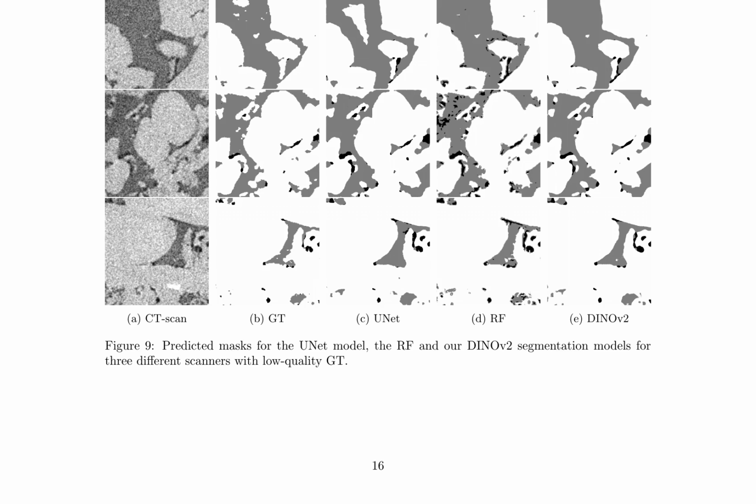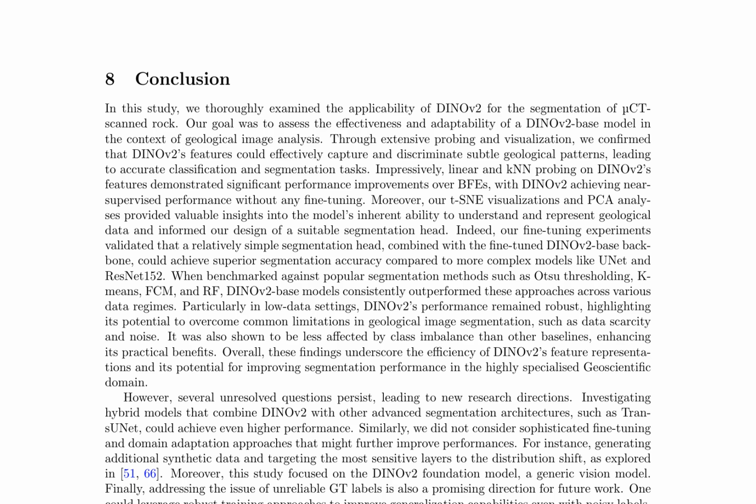Overall, this study highlights the advantages of using DINOv2 for computer vision tasks in geosciences, particularly in segmentation tasks, and underscores the importance of considering the limitations of the GT used in such studies. This study concludes by emphasizing the effectiveness and adaptability of DINOv2 for segmenting micro-CT scanned rock images in geological image analysis. The model's features accurately capture and differentiate subtle geological patterns, leading to high performance in classification and segmentation tasks.